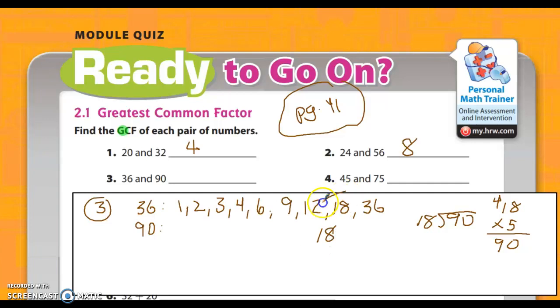18 is a factor of 90, so it would be the greatest common factor. I bet a lot of kids put 9 on there, but they just probably didn't know that 18 was actually a factor of 90. And for time's sake, I think we're just going to go quickly on number 4. 15 is a factor of both 45 and 75. It's the greatest number that goes into both.